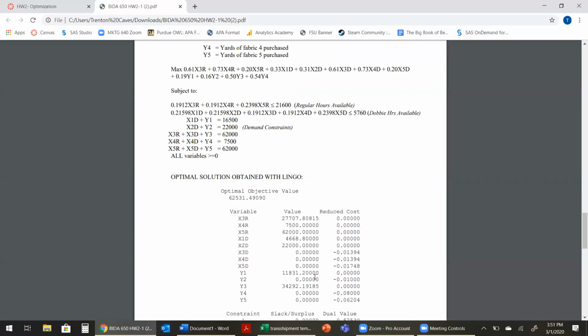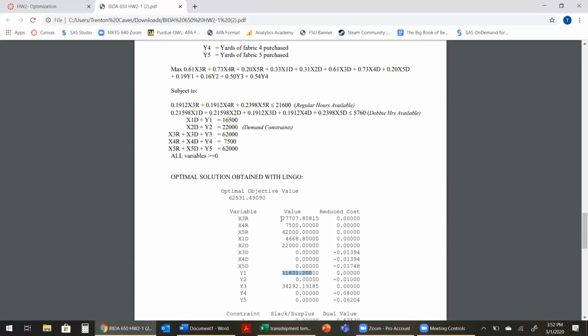So we're not producing any of fabric 3, 4, or 5 on our Adobe looms, and we're not purchasing any of fabric 2, 4, or 5. We're producing 4,668 yards of fabric 1 on our Adobe looms and purchasing 11,831 yards of fabric 1.